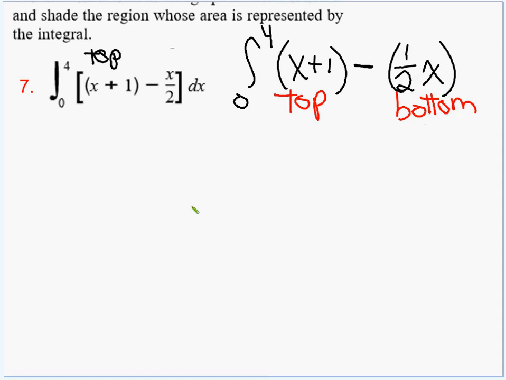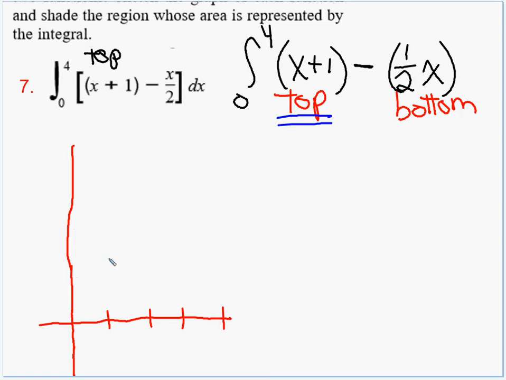Now my pad is a little glitchy here in the middle, so I'm going to try to squeeze this graph down a little lower. We're going to go from 0 to 4. So 1, 2, 3, 4. And our top function, I'll do this one in blue ink, x plus 1. So we go up to 1, and then we have a slope of 1. 2, 3, oh, there's where that glitch is. Somewhere right in there. I can do it with my mouse. There we go. So x plus 1, we would go up 4 and over 4. So here is our top function.